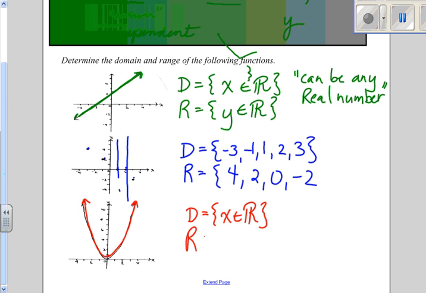The range. Notice that there is a restriction on the range. There are no negative values for Y. There is no function down here. So there is a restriction that Y has to be greater than or equal to 0.